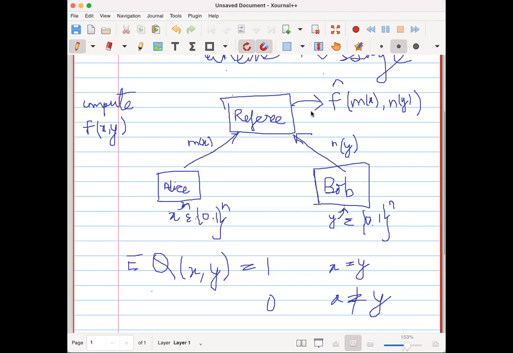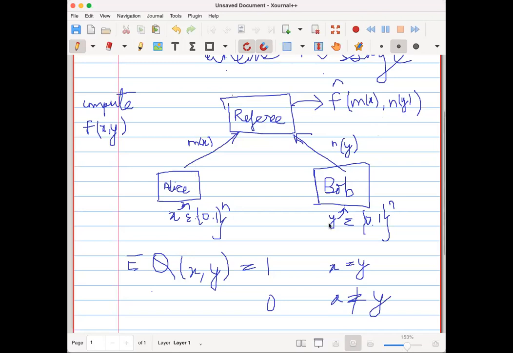Okay. Let's continue. So, is this model clear? The simultaneous message passing model? Yes. Okay. So let's continue the equality example. Let us look at the trivial protocol for this. The trivial protocol is mx equal to x. So Alice just sends all of x as a message. Bob sends all of y as his message to the referee. Then the referee, of course, knows x and y, and can answer correctly. So he can compute f of x comma y.